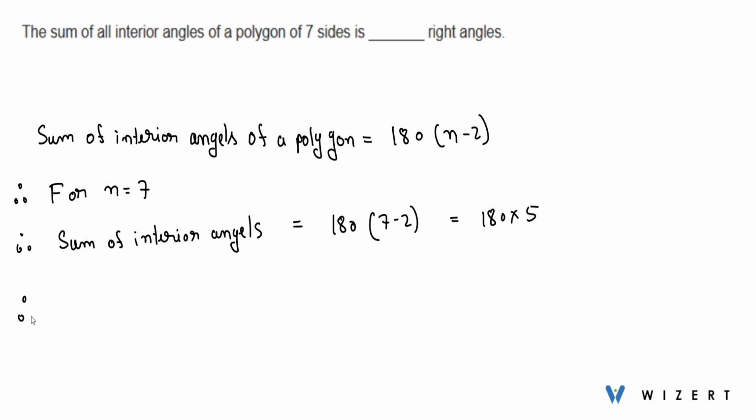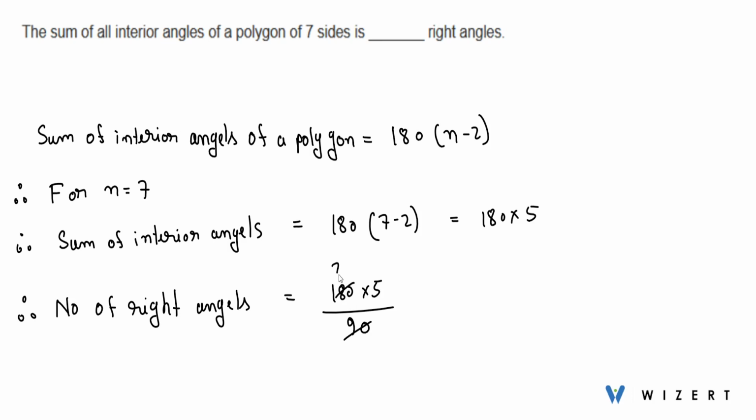Therefore number of right angles will be equal to 180 multiplied by 5 upon 90, since we know that one right angle is equal to 90 degrees. So 90 will cancel out 180 and will produce 2, and 5 multiplied by 2 will be equal to 10.